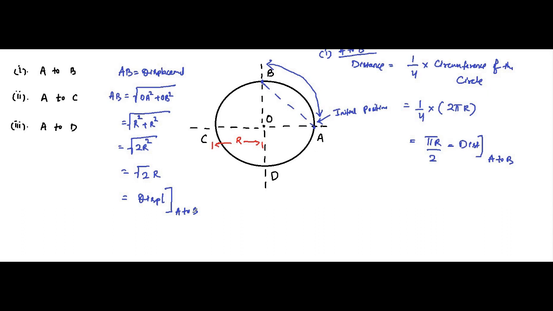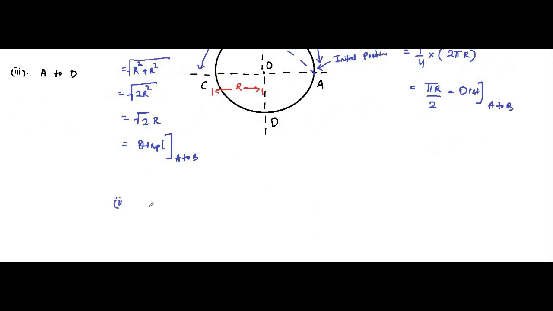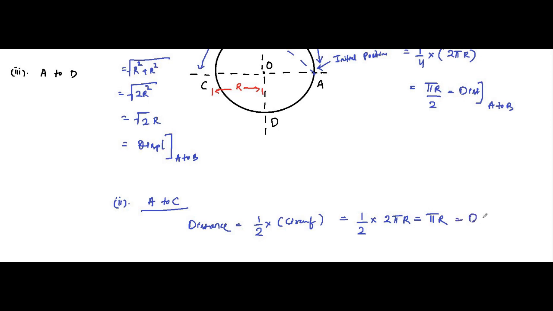Then is the second case from A to C. So from B it moves to C. So the total distance covered from A to C is 1/2 of the circumference. So the distance covered by the particle is 1/2 of the circumference, which is equal to 1/2 into 2 pi r, which is equal to pi r. This is the distance covered, the distance from A to C.